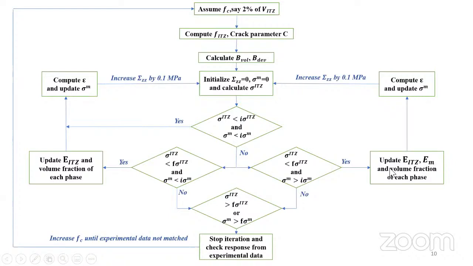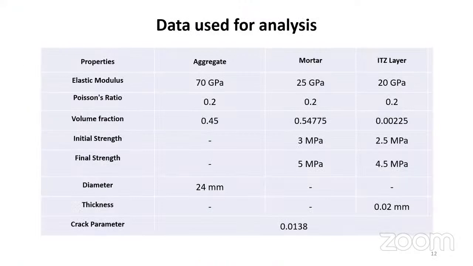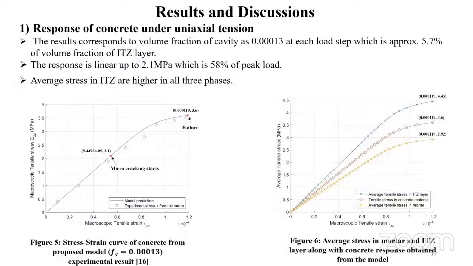Iteration is stopped when either the mortar or the ITZ stress reaches the final strength. This response is matched with the experimental data, and the value is increased until the experimental data is matched. So these are the equations for the reference and the data which is being utilized for this analysis.